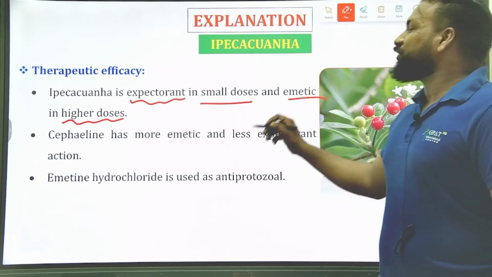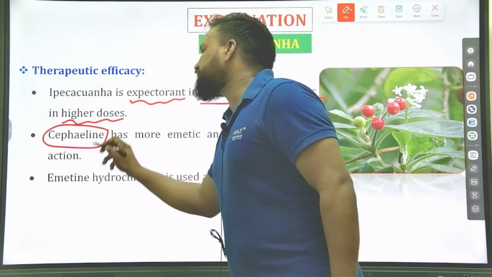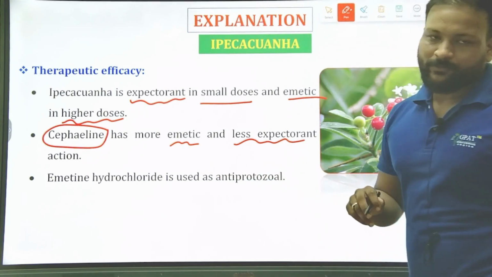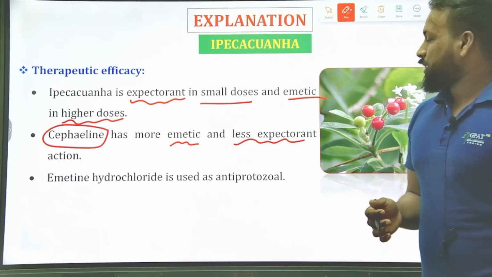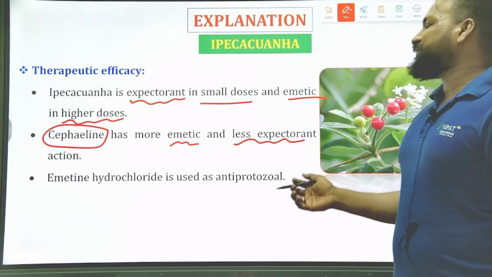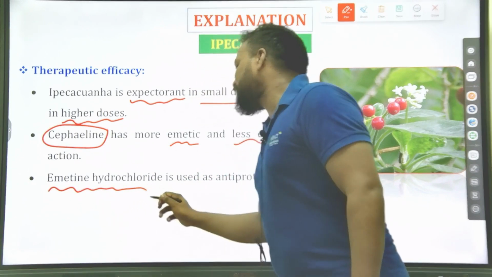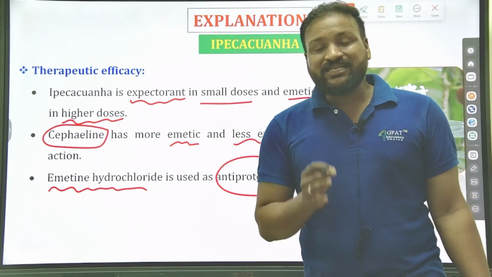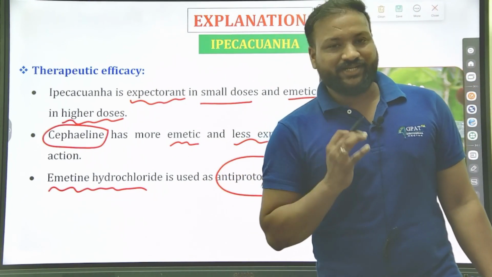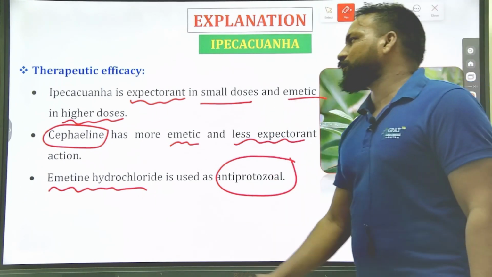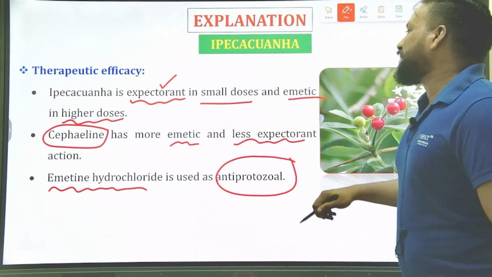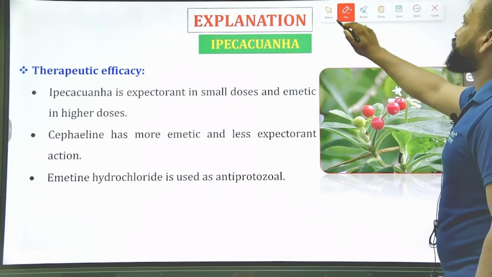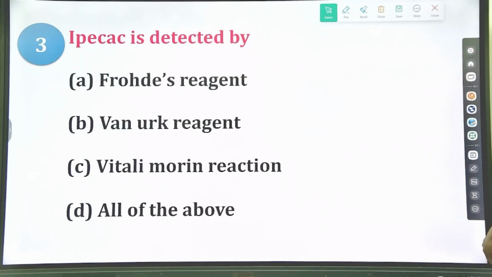One of the chief constituents, cephaeline, has more emetic and less expectorant property. It also has another chemical constituent, emetine hydrochloride, which is used as an anti-protozoal. So these are three important chemical constituents having different pharmacological actions. In smaller doses it acts as an expectorant, and in higher doses it acts as an emetic. So that's the answer. Moving to the next question. So, third question.